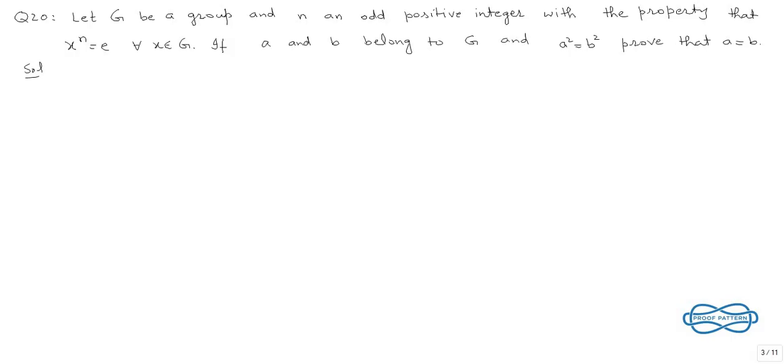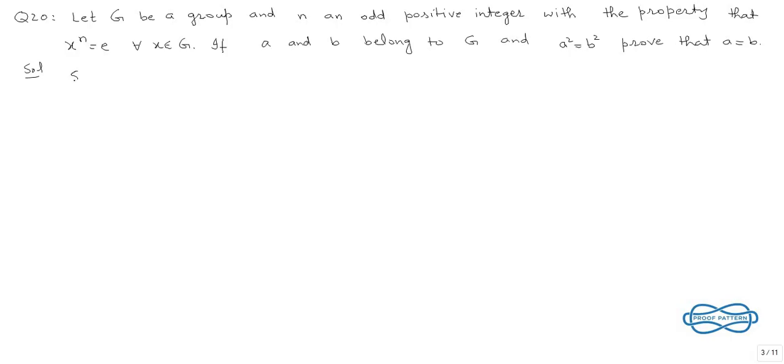The statement is: let G be a group and n any odd positive integer with the property that x^n is equal to the identity for all x belonging to G. If a and b belong to G and a square is equal to b square, then we have to prove that a is equal to b.